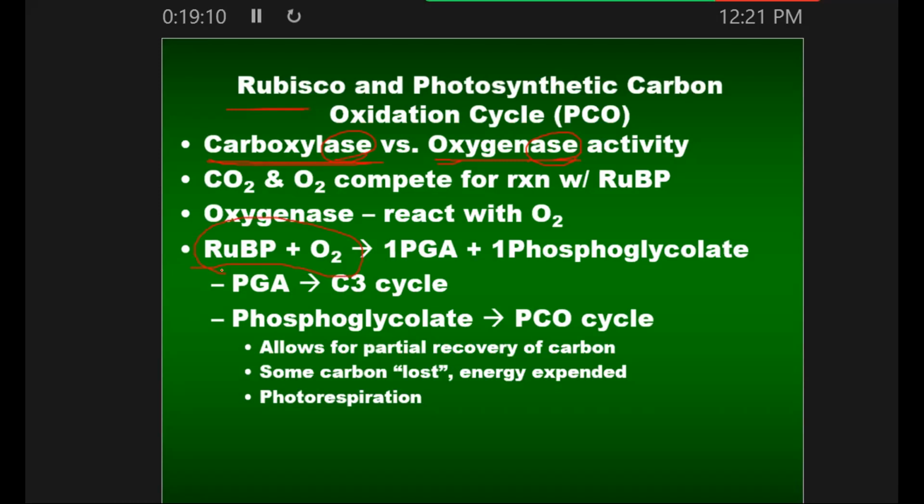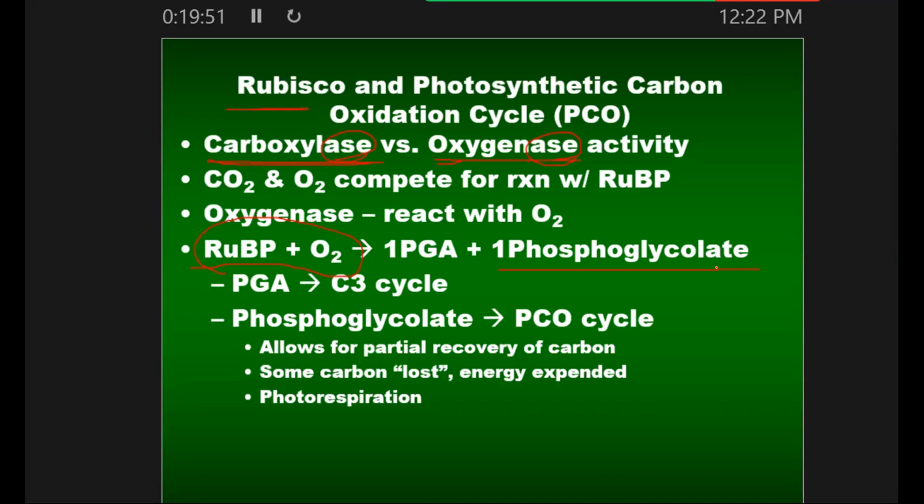And you do get a PGA molecule, which is great because that's what the plant wants. But the other problem here is you only get one PGA instead of 2. And so you get one PGA and then you get this funky other product called phosphoglycolate. This is a 2-carbon molecule that does not fit into the C3 cycle. Like it doesn't work. There's no enzymes to work with it. And so it's like, okay, that's a loss. It can't fit into the Calvin cycle.